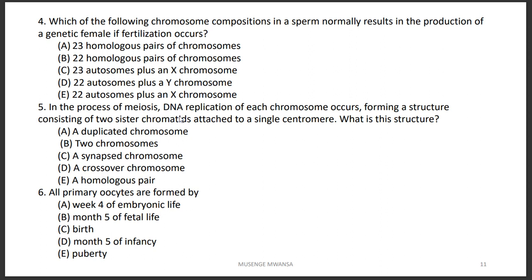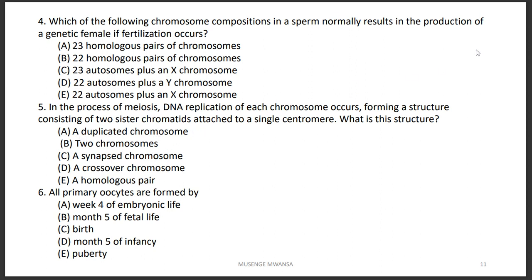In the process of meiosis, DNA replication of each chromosome occurs, forming a structure consisting of two sister chromatids attached to a single centromere. What is this structure? Sister chromatids attached to a single centromere, we call that a chromosome. But which one is it: a duplicated chromosome, two chromosomes, or a homologous pair? As we've been taught from the question, DNA replication means we have simply replicated the same thing. So it is just a duplicated chromosome.